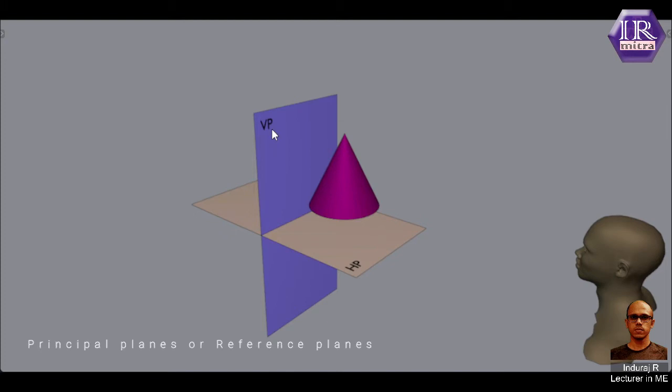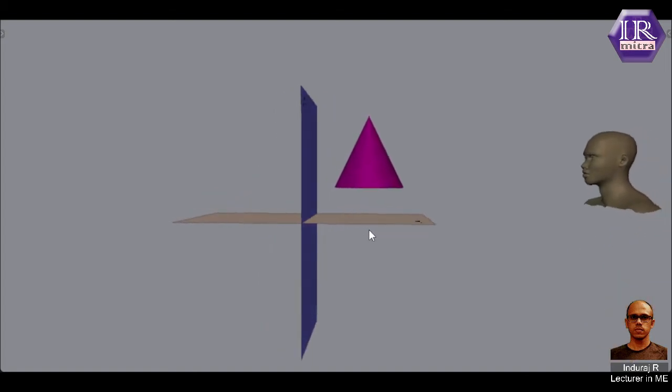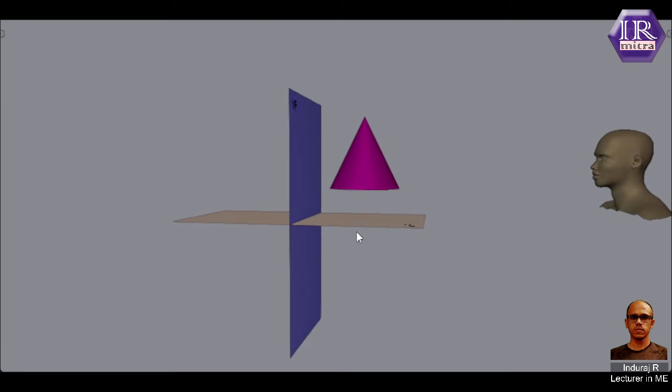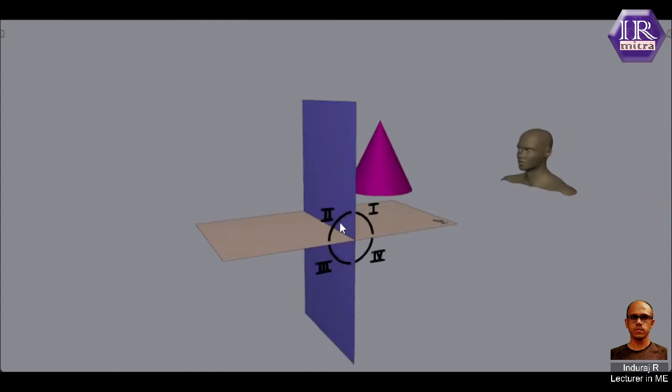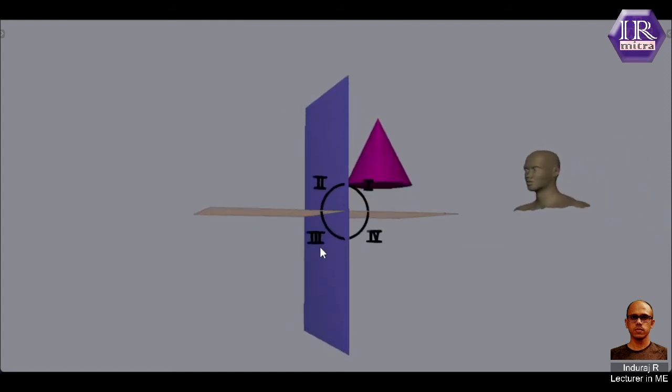At minimum we will draw 2 views of an object, one projected onto the vertical plane and the other projected onto the horizontal plane. As I said, there are different orientations for HP and VP. These are commonly known as the quadrants. This is known as the first quadrant, this is the second quadrant, this is the third quadrant, and this is the fourth quadrant.